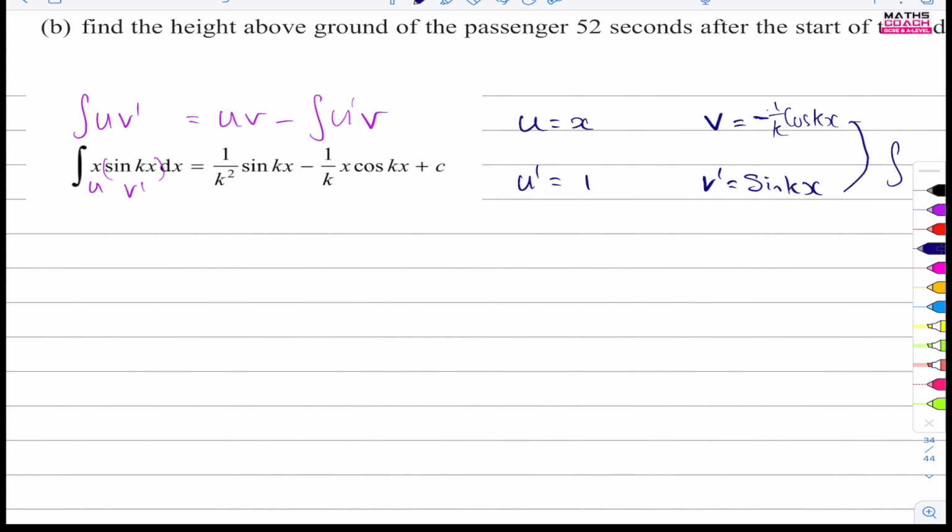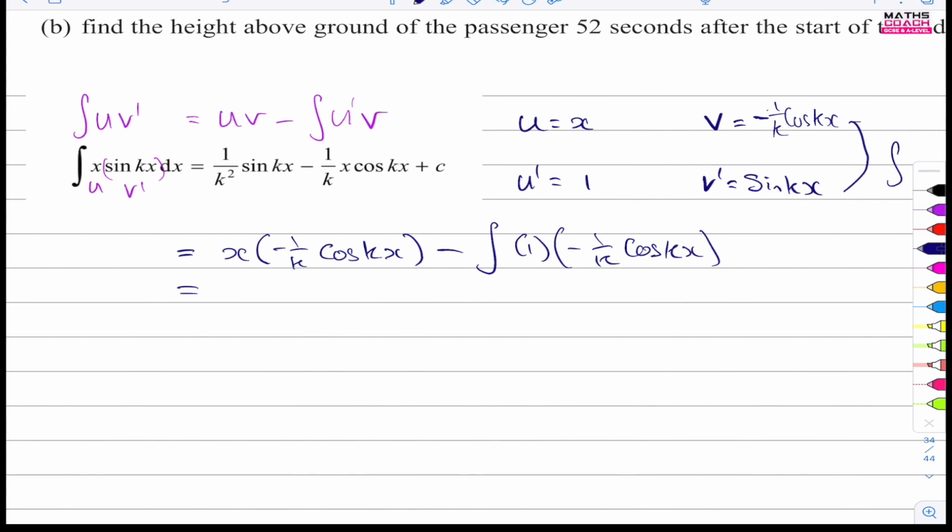We now just substitute that into the formula for by parts. So it's u times v. We take our u and our v and multiply them together. If you prefer, you can write them out separately and then simplify at the next stage. So we have x times minus 1 over k cos of kx. That's our u times v, minus the integration of u dash, which is 1, times v, which is minus 1 over k times cos of kx.